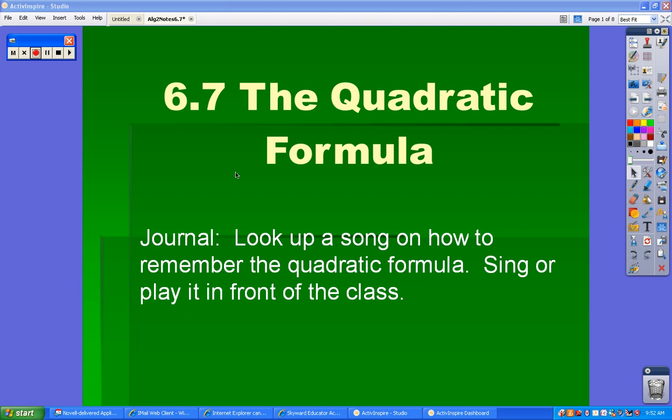Alright guys, these are your notes for section 6-7. This is the quadratic formula. This is probably one of the most famous things in Algebra 2. And I look forward to it.